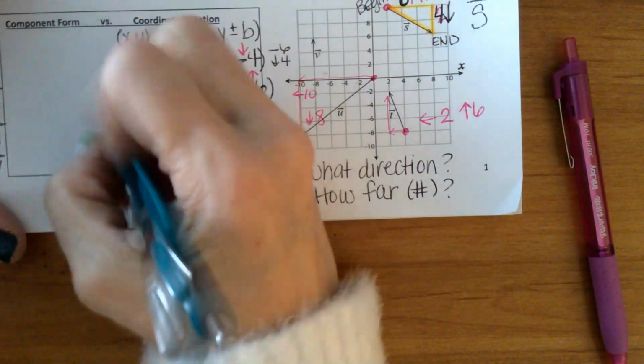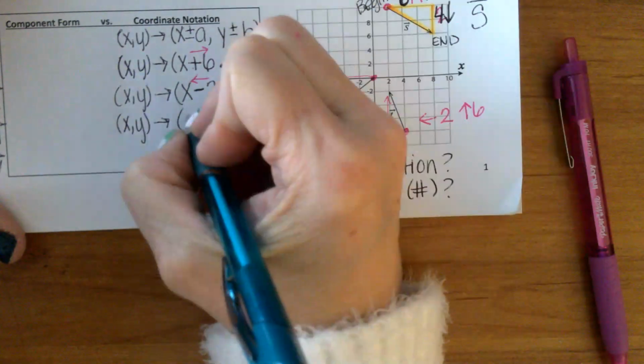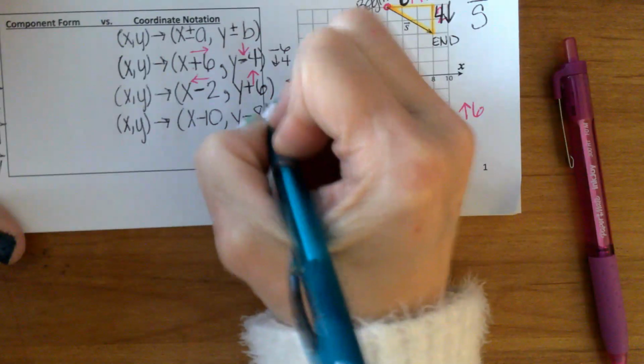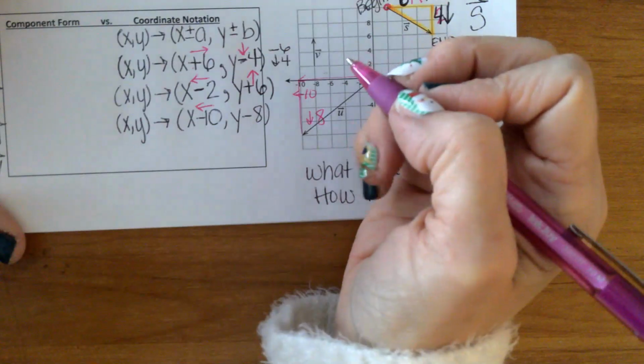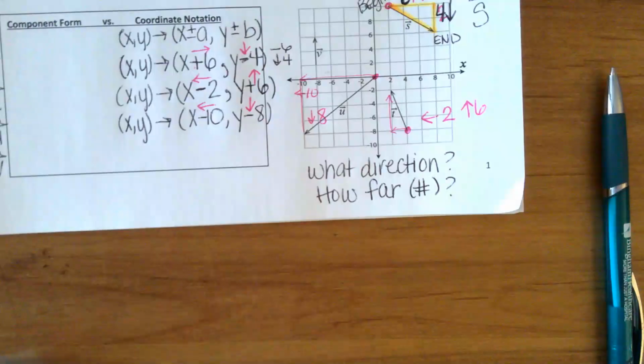So, x comma y arrow, x minus 10 and y minus 8. 10 is going to the left because it's negative. Y is going down because it's negative, or subtraction.